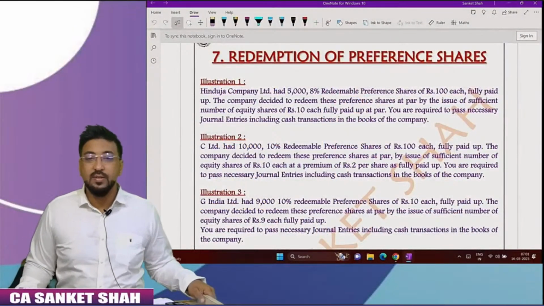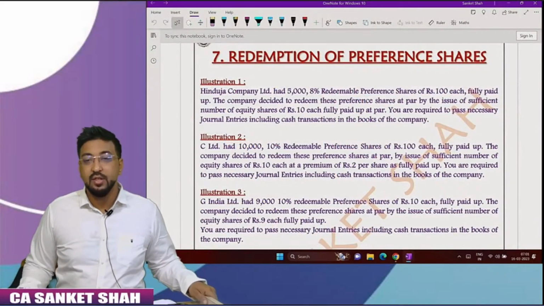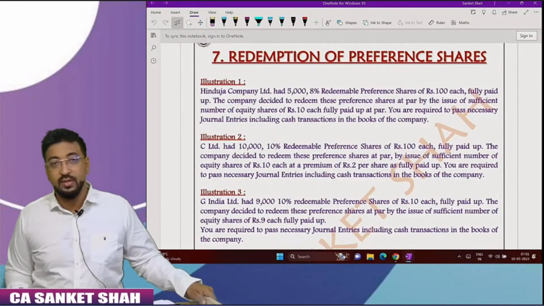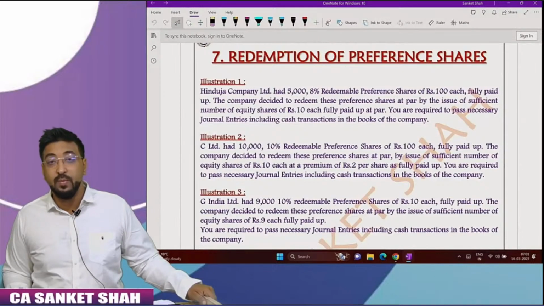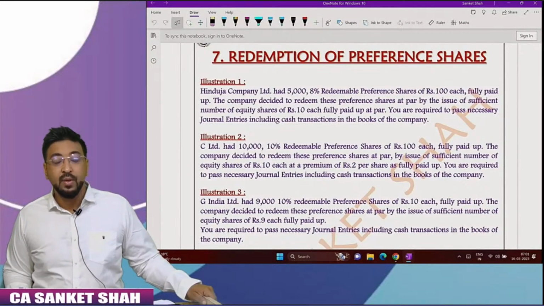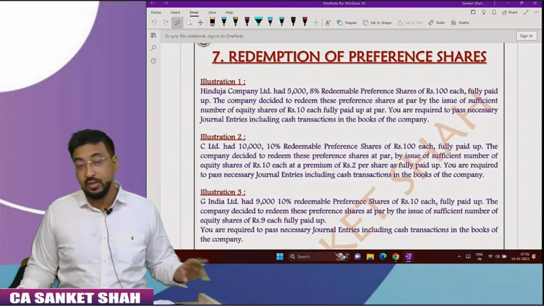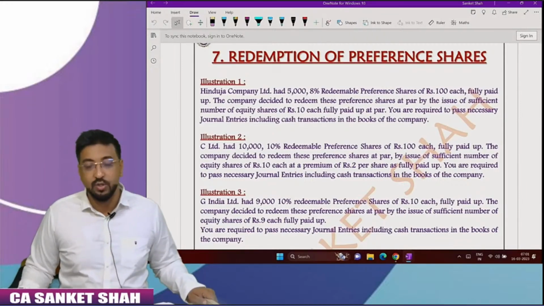Good morning, students. In the last session, we started with the redemption of preference shares. We saw that redemption of preference shares has to be done in two ways. Option number one is that you issue equity shares or preference shares having a different dividend rate. The second option is creating a capital redemption reserve.